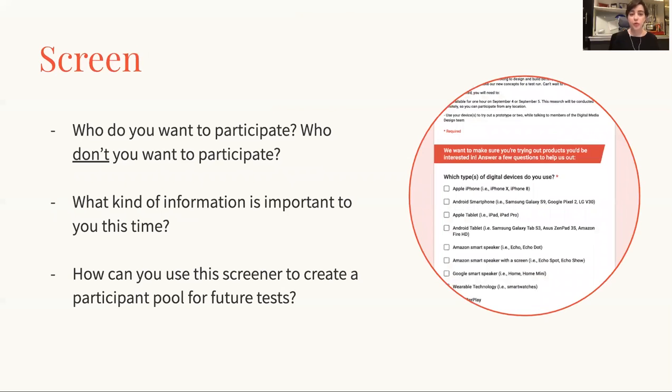After you recruit participants, you'll want to screen those people, putting constraints into practice to make sure your potential participants match who you're looking for. So consider, again, who you want and don't want to participate, what kind of information is important to you regarding this study, and how can you use the screener to build a pool of future participants. The screenshot you'll see on the right side of your screen is a Google form that probably looks pretty familiar to folks, that we use to screen potential participants at NPR.